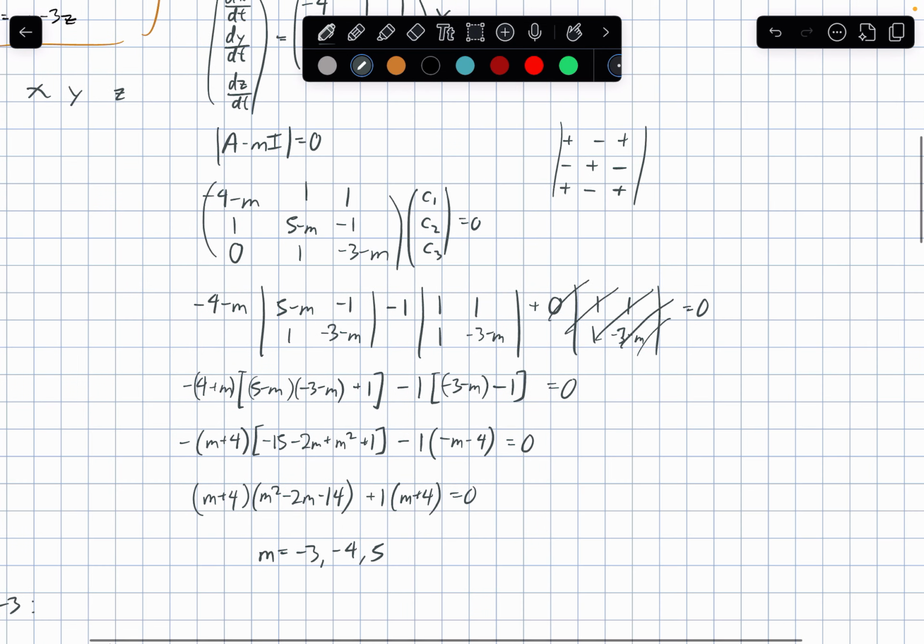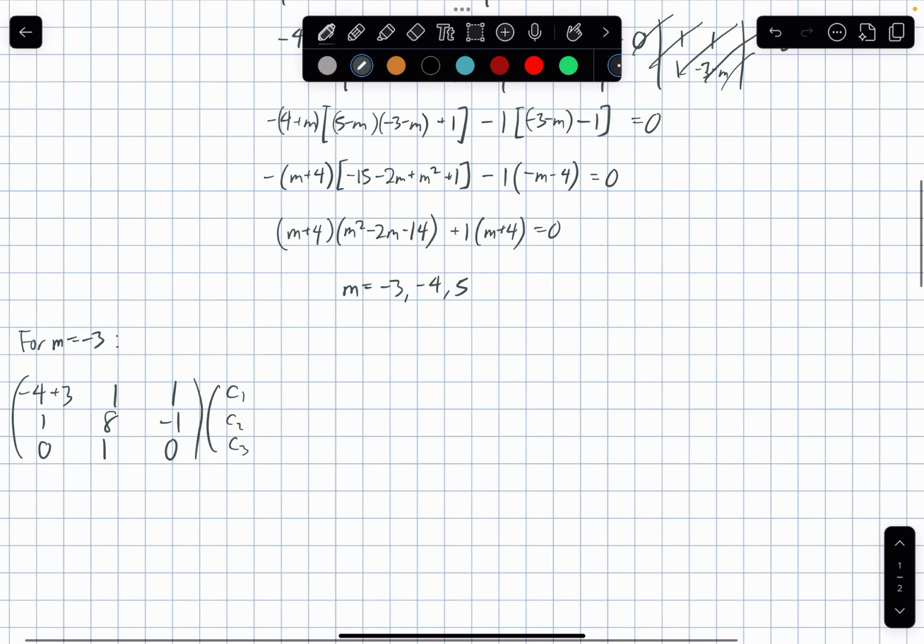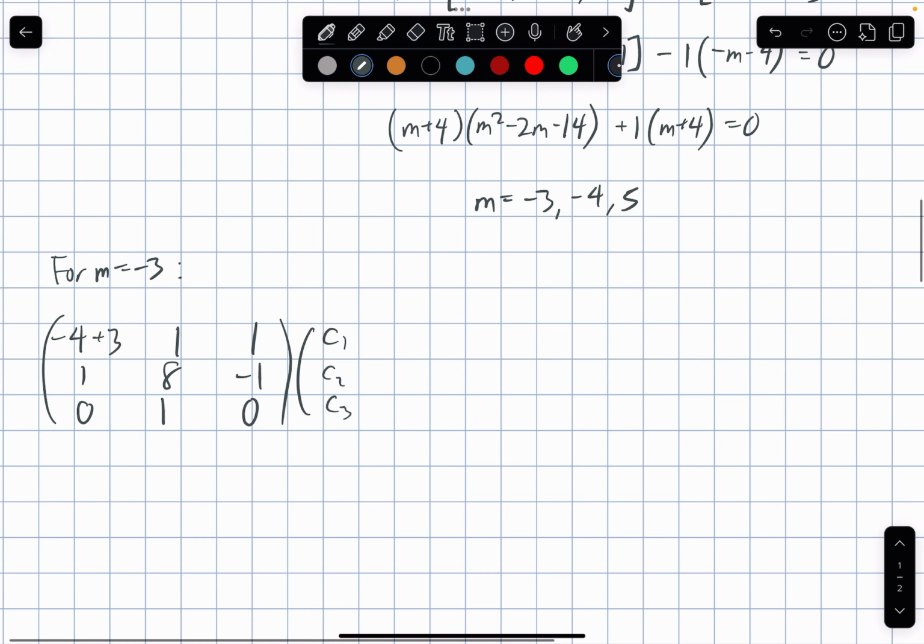Sorry, we're not supposed to put C in this part of the solution. It's supposed to be written like that, with the absolute value sign. The only time we put C1, C2, C3 is when we evaluate for each eigenvalue.